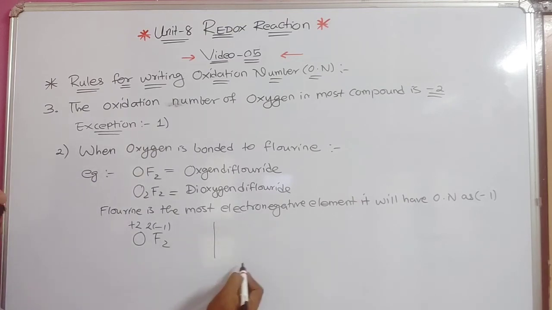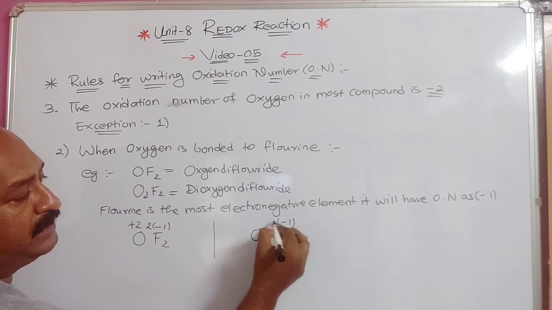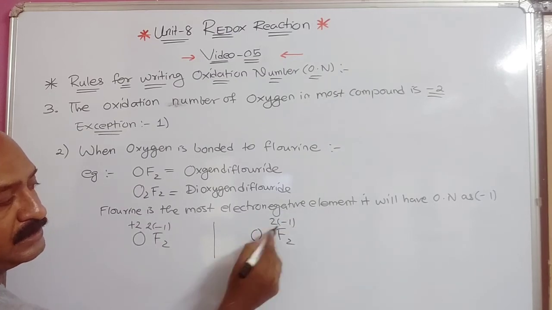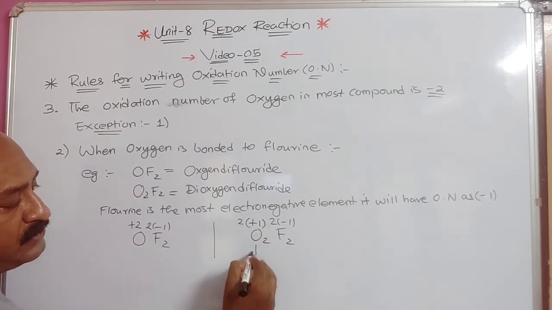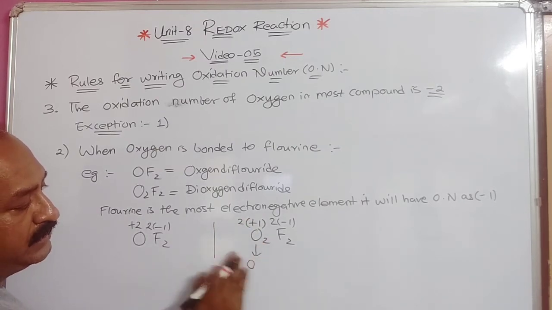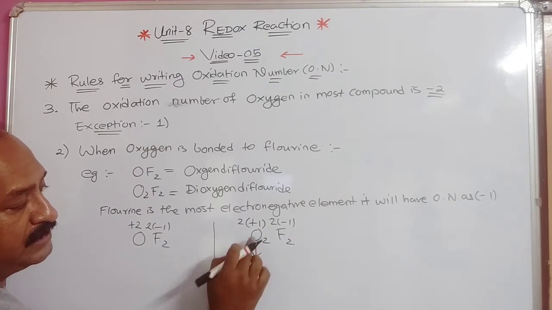Okay, now in this same case, when we say O2F2, fluorine will have -1 valency, but here there are 2 oxygens, so to balance it, oxygen will have... sorry, +1. Oxygen will have +1 oxidation number.